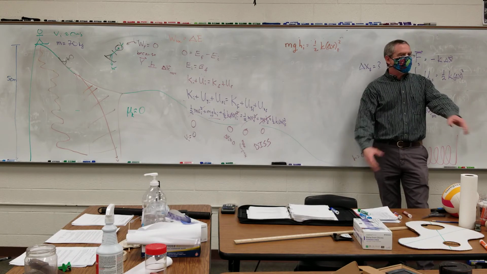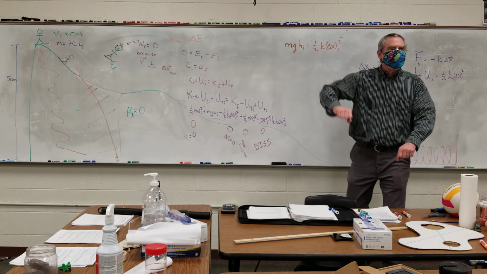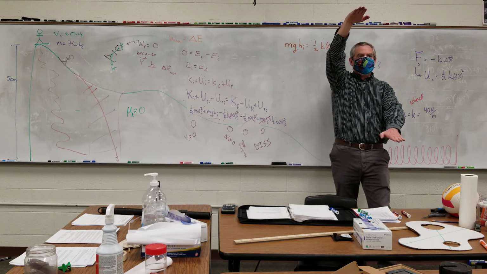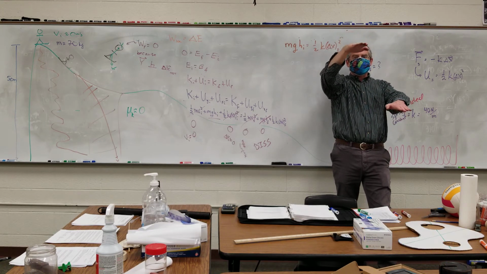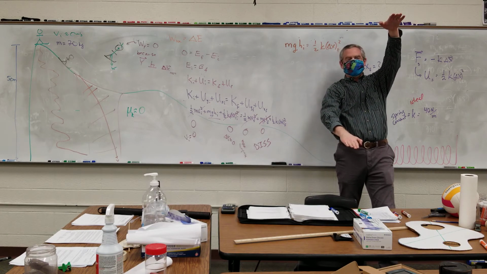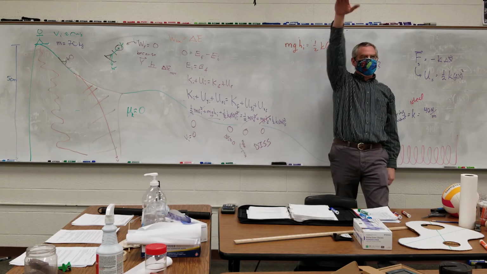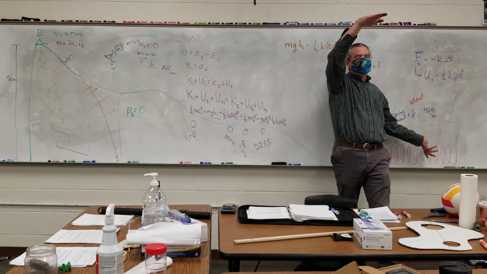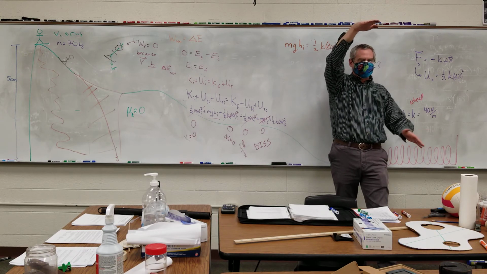So here's the visual, the hand gestures. We start out with all this gravitational potential and no kinetic. As he's going down the slope, as we lose gravitational potential, we gain kinetic. And so total energy stays the same. Then once he's at the bottom, it's all kinetic and no elastic potential. The spring potential, calling it officially, is elastic potential.